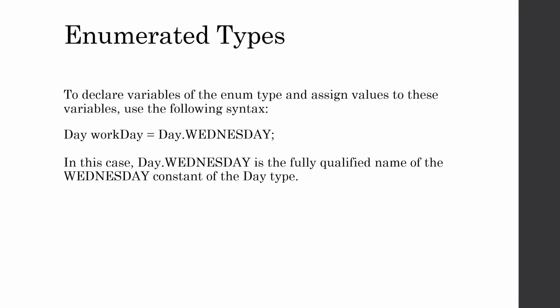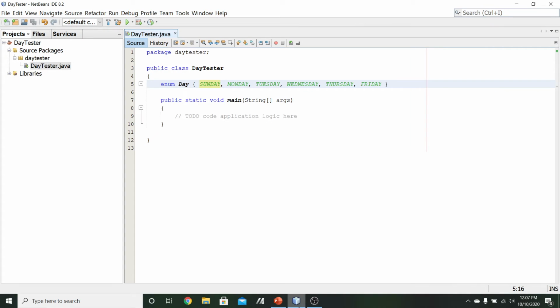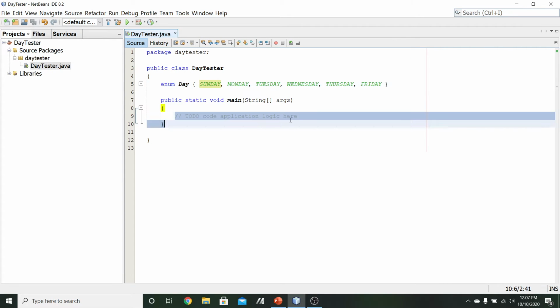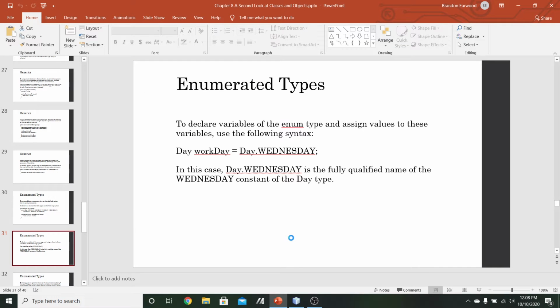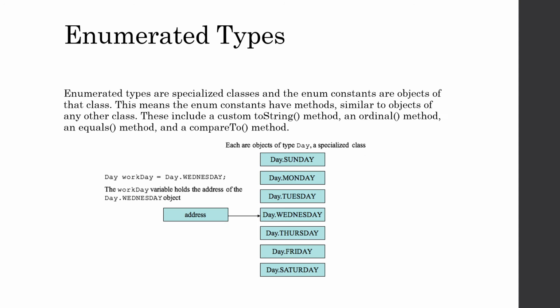Okay, so let's go ahead and put that together. So right here, we'll go ahead and put this in. So we're going to say day workday is equal to day.Wednesday. So go ahead and grab that and save that. Okay, so now that we have that put together, let's see if we can actually do something kind of useful with it.